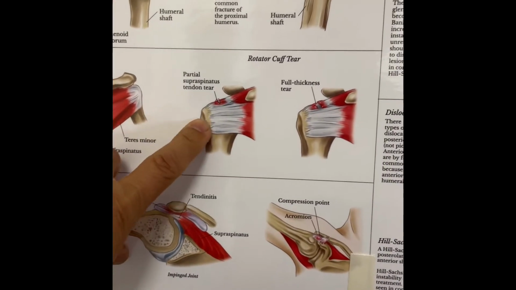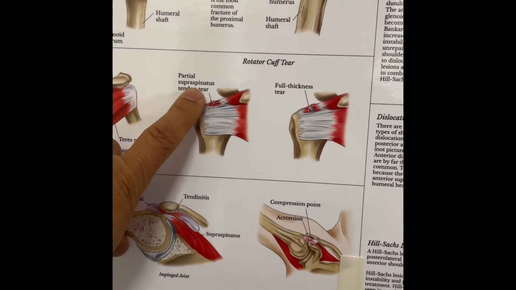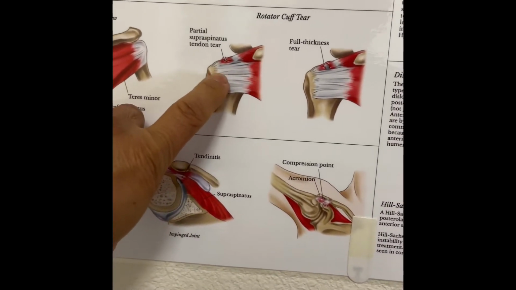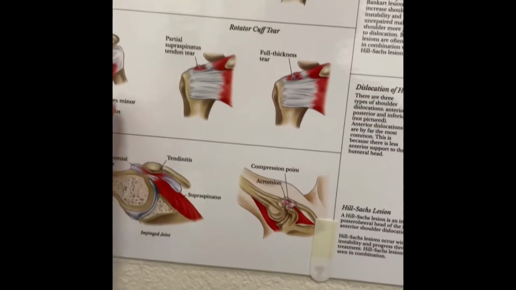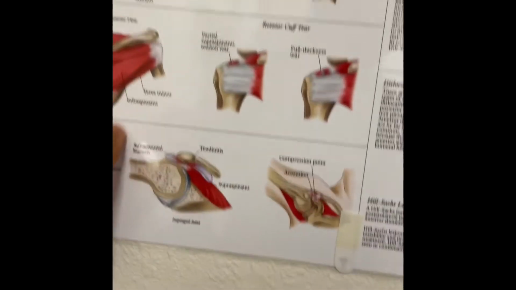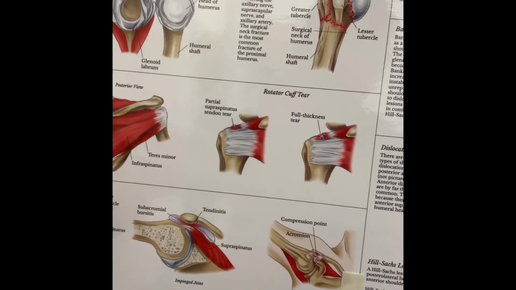You can see a common partial supraspinatus tear here, and a full thickness tear. Often there's calcium deposits as well as that heals up also. Okay, let's go over what causes rotator cuff injuries, tightness, and dysfunction, and I'll go over how to rehabilitate that.